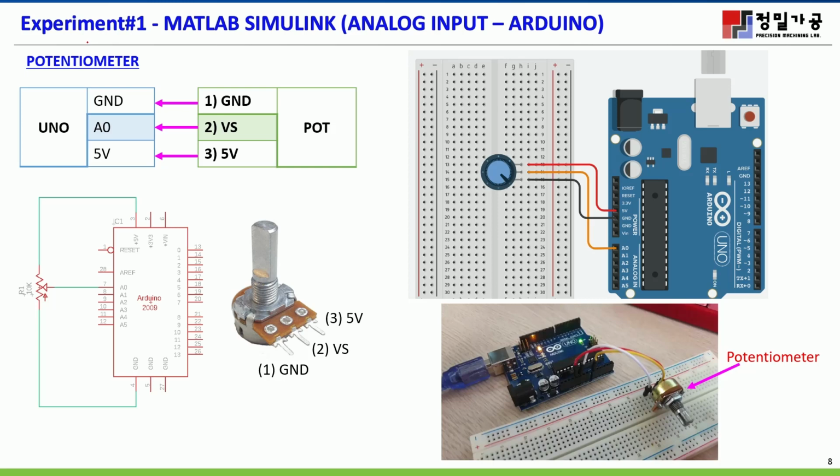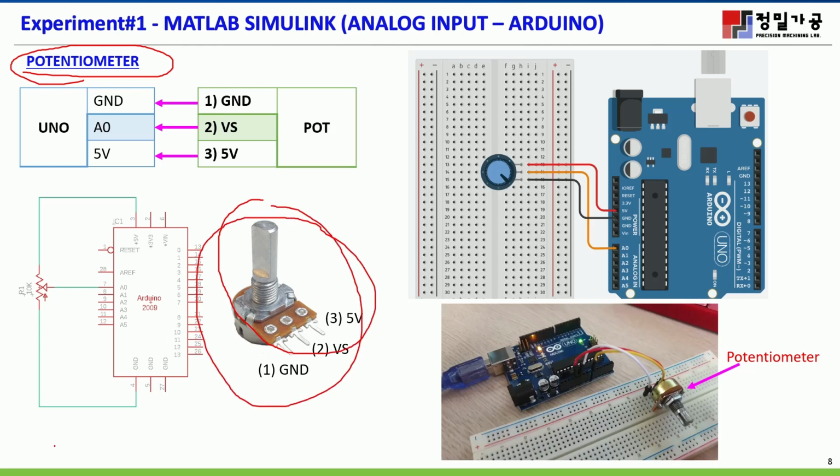So let's begin for experimental one. Analog input in Arduino Uno. The best way to detect analog input is using the potentiometer. Everybody already know, right? Potentiometer. This one is variable. We call it also variable resistor, whatever.